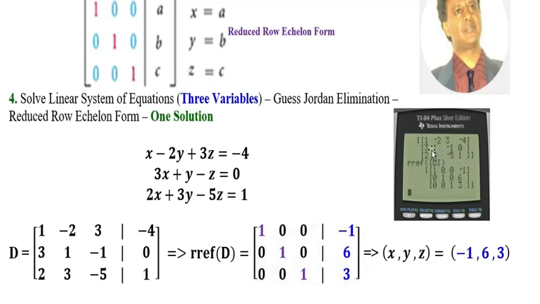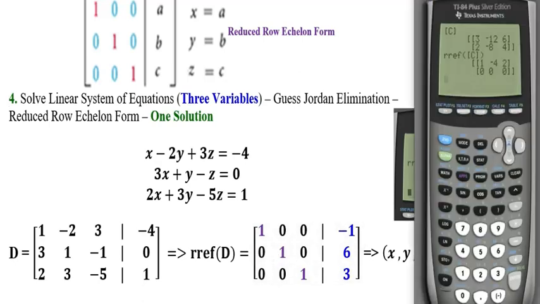And here is the matrix. This is matrix D. For x 1, 3, 2, for y minus 2, 1, 3, for z 3, minus 1, minus 5, augmented with minus 4, 0, 1. And when we do RREF D, we get 1, 1, 1 in the diagonal, 0 above the diagonal, 0 below the diagonal. That means x equals minus 1, y equals 6, z equals 3.